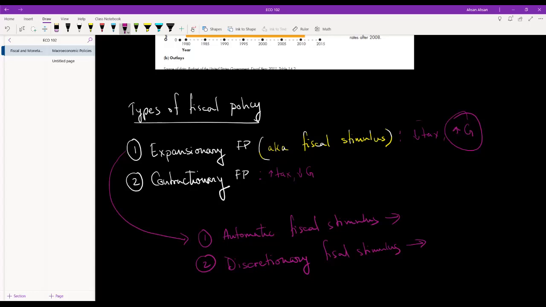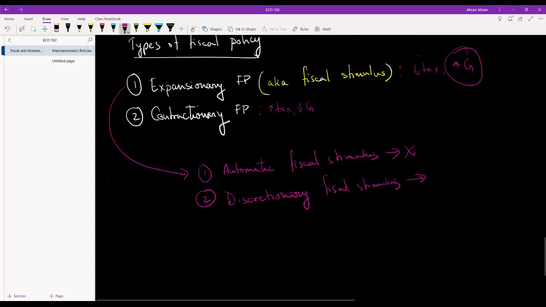So we are going to ignore automatic fiscal stimulus for the time being because it's not interesting. It's an automatic facility that's built into the system. If X happens, Y will happen. So we won't concern ourselves with that for too long. Let's focus on discretionary fiscal policy. It's when the government is actually sitting down and deciding that we need to change some things.